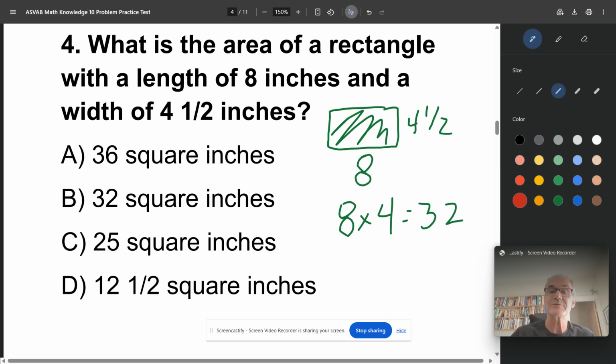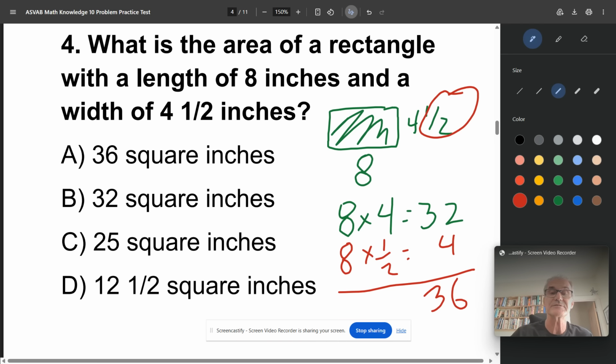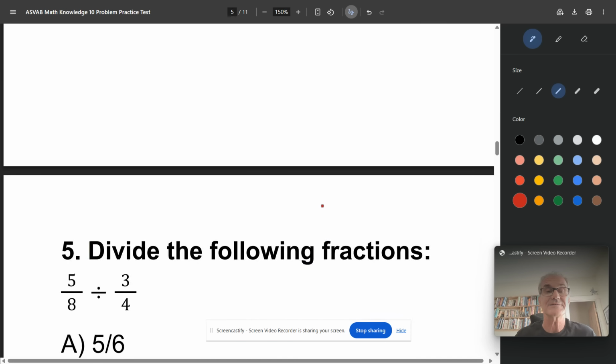And then I got to remember I also have this half right here, so I have to do 8 times a half. Well, half of 8 is 4. 32 and 4 gives me a total of 36. So I could split that 4.5 into 2 multiplication problems, one with the 4, one with the half, to get a total of 36. Correct answer, answer A right there.